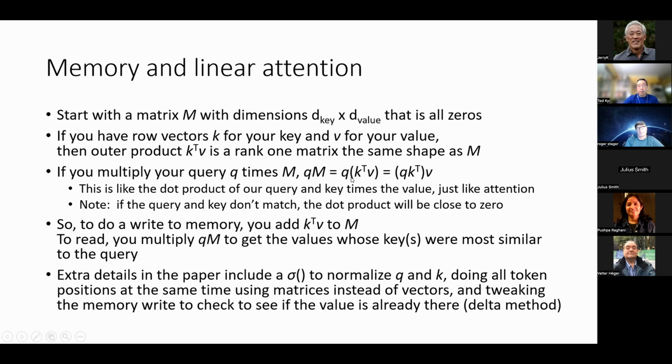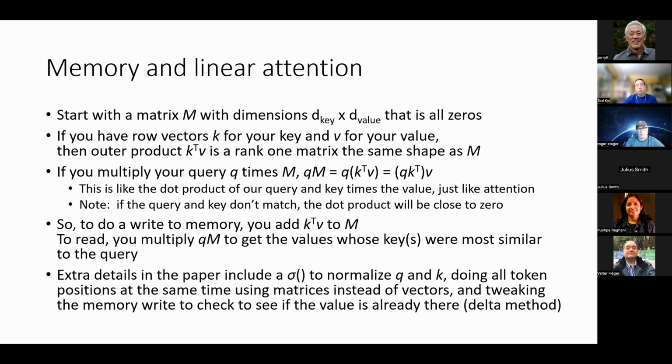Because matrix multiplication, vector multiplication is associative, I can rewrite the parentheses. And this is the same thing as QK^T V, which is basically our transformer attention equation. So if QK^T, the dot product of these two, equals 1, then it'll be 1 times V, and I get 100% perfect recall of the value that I stored in this matrix.